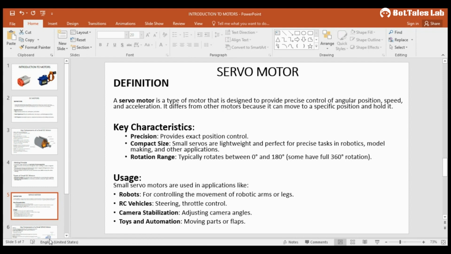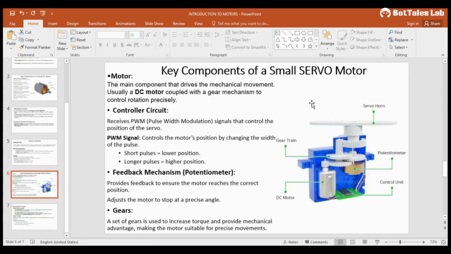Okay. Now let's see some of the components of a small servo motor. A servo motor has different components like servo arms, gear train, DC motor, potentiometer, and control unit. Let's see each and every component in detail. So the motor is the main component that drives the mechanical movement, usually a DC motor coupled with a gear mechanism to control rotation precisely.